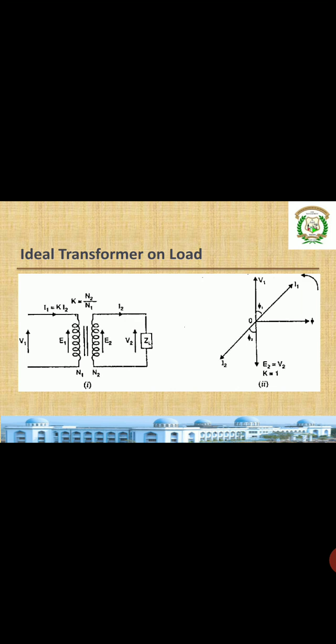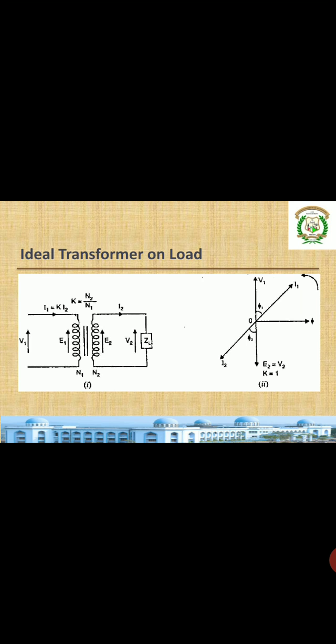So this is regarding transformers on load. In the previous videos you have seen the ideal transformer on no load and the practical transformer on no load. Now we need to see how the transformer reacts to a load. Before finding it for the practical transformer, we will first analyze the ideal transformer on load, how the ideal transformer responds to the load.